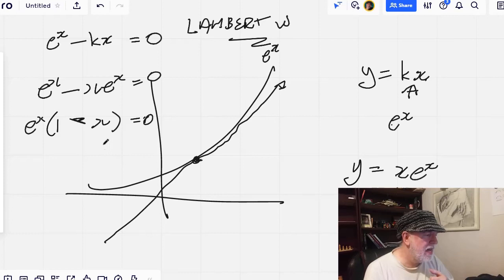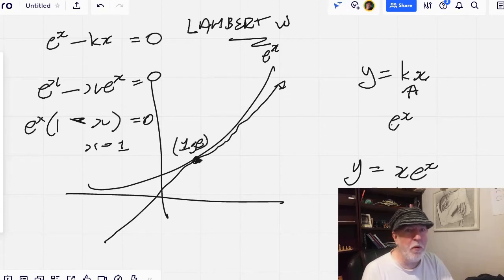So x equals 1. So this point right here is (1, e to the 1), which is e. That's the point of the point.